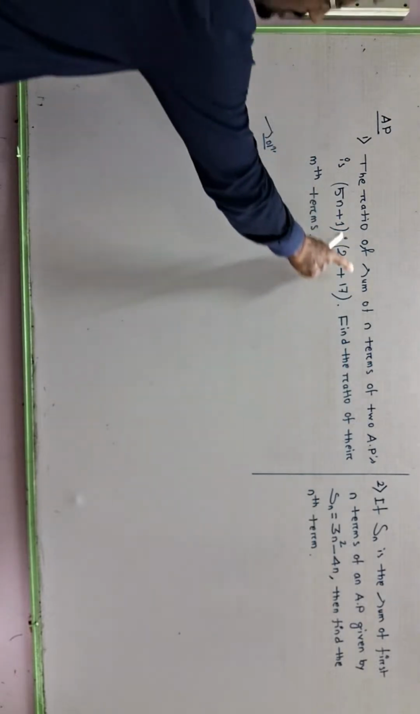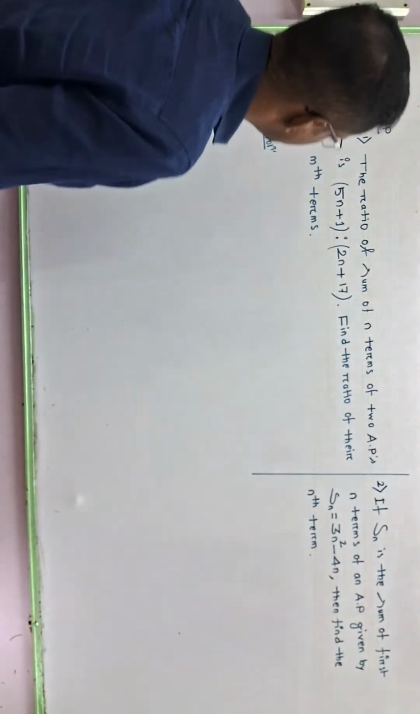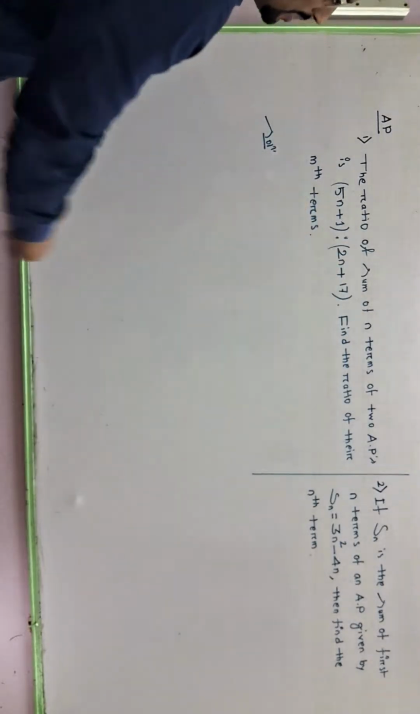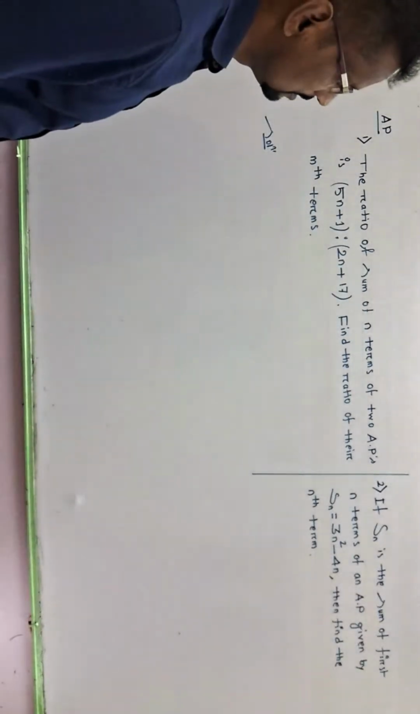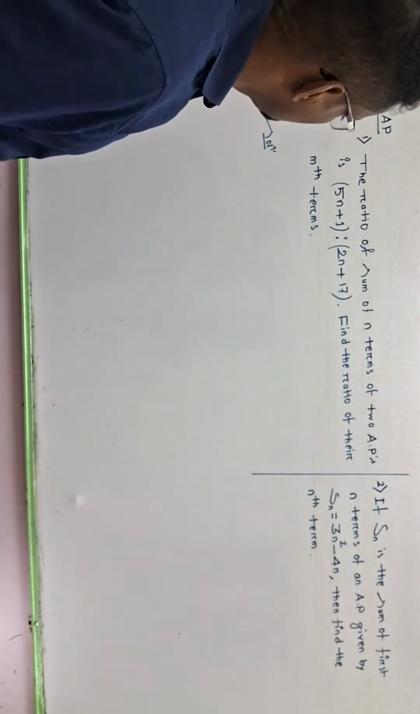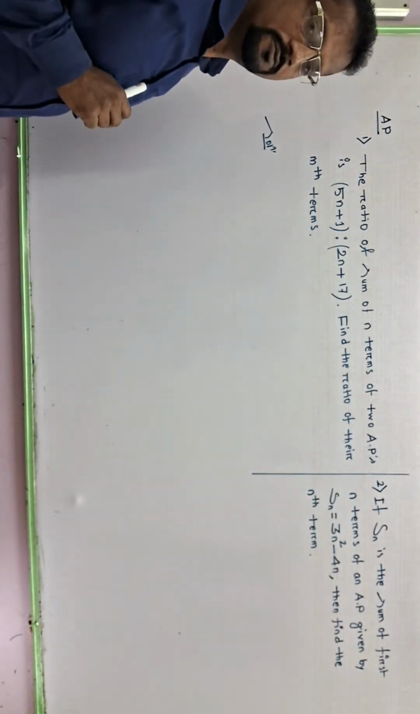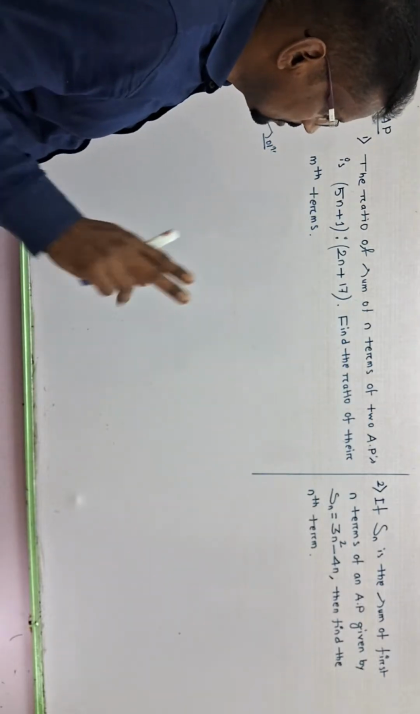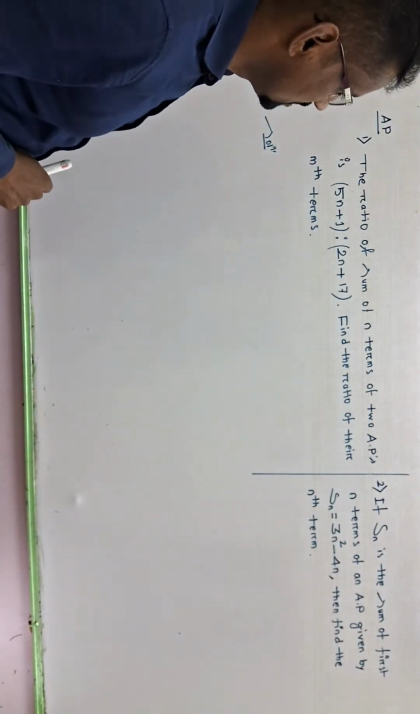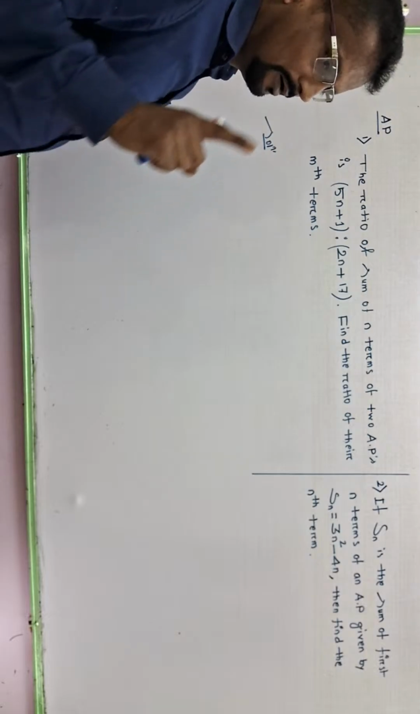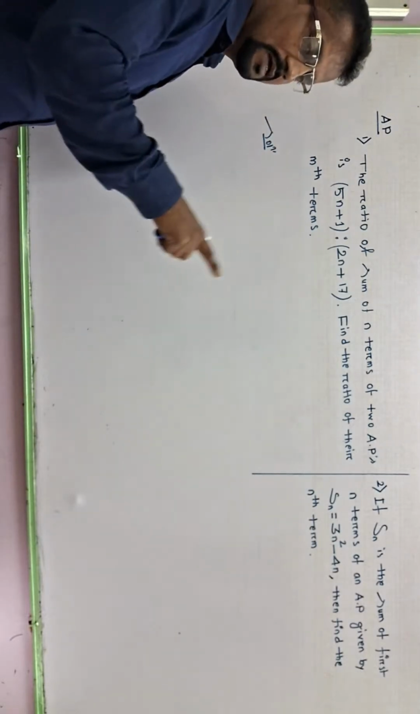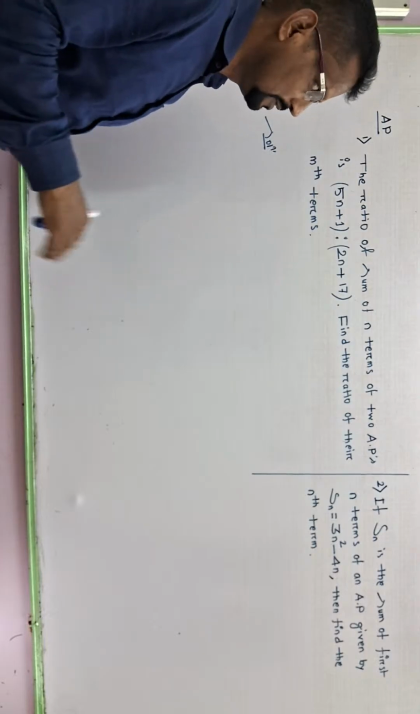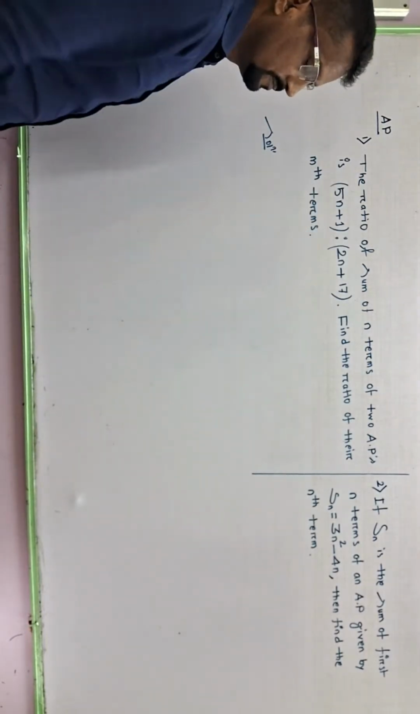The ratio of sum of n terms of two APs is 5n plus 1 is to 2n plus 17. Find the ratio of their mth terms we are to find out. So at first you see they are talking about two APs, and sum of n terms of the first AP divided by sum of n terms of the second AP, that ratio is this much.